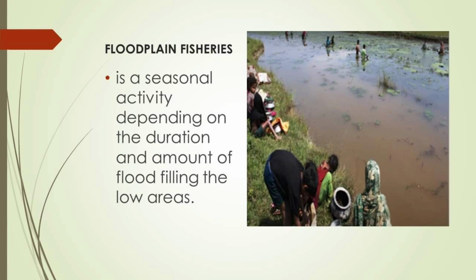Next, we have floodplain fisheries. It's a seasonal activity depending on the duration and amount of flood filling the low areas. Usually, this is done near the river banks, properly timed to coincide with the seasonality of the fisheries and the water level in the floodplain. As you can see, people utilize the flood for fisheries whenever there is a high water level, and there will be a season for the specific fish in that certain locality.